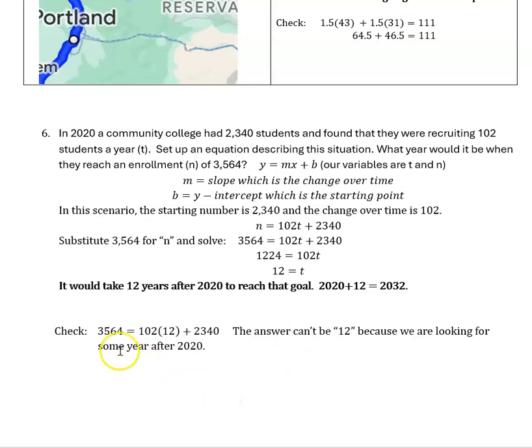And if you go down here to the check, 3,564, 12 years at adding 102 people, starting with 2,340, that would make sense. You might say, well, 12 was our answer. 12 can't be our answer because they asked what year it was. We're looking for some year after 2020, and it happens to be 12 years later.